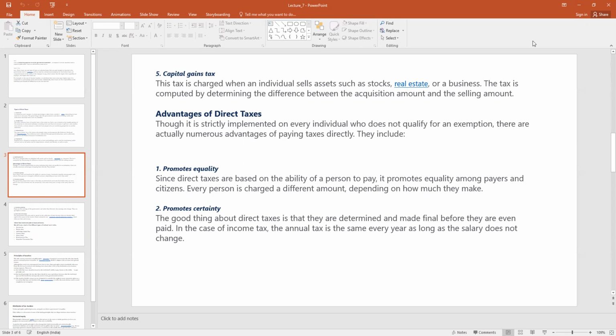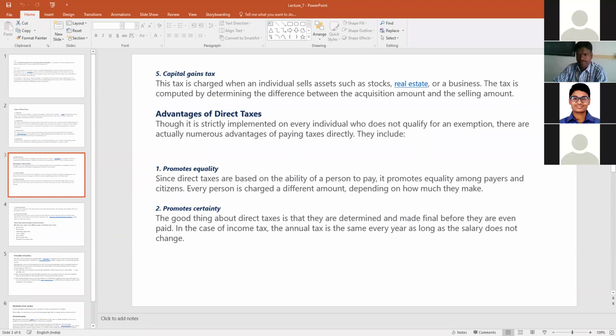That is the meaning. Then we have to understand the intrinsic ideas of this capital gain tax. For that purpose, we'll understand each and every head of these stocks. What do you understand by stocks?